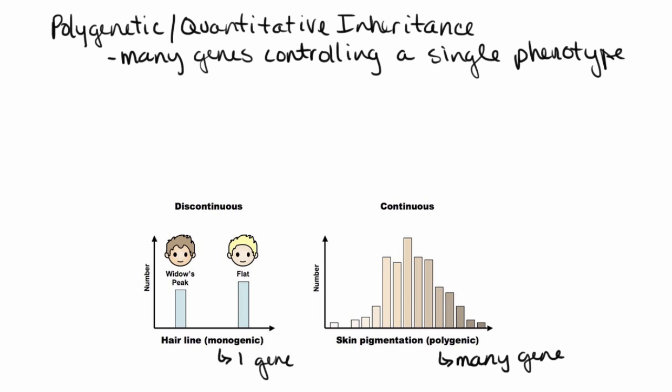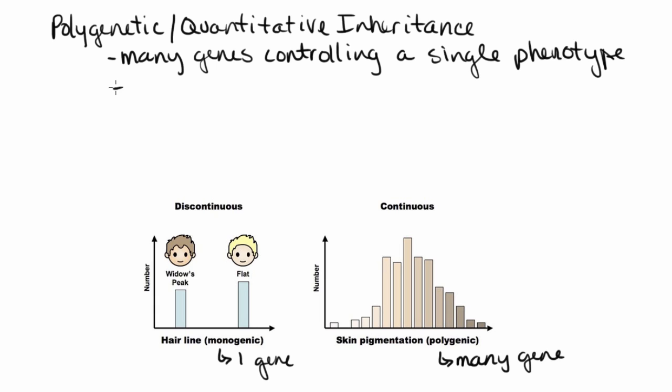And when you take a sample of a population for something that is a quantitative trait or polygenic inheritance, you're going to get a bell-shaped curve like we see right here. So skin pigmentation is certainly an example of polygenic inheritance. And I would say that any of these phenotypes where we seem to get a blending are going to be characteristic of this.